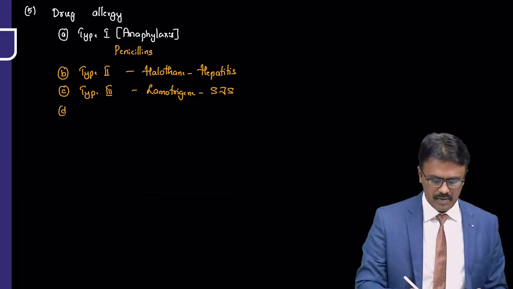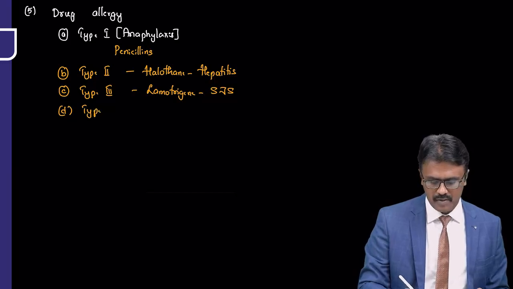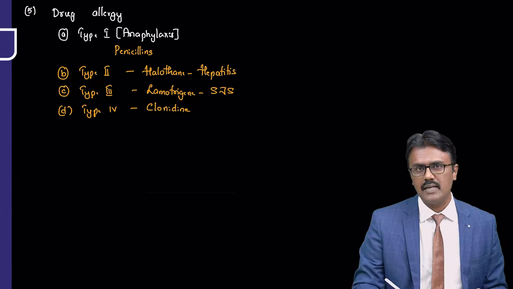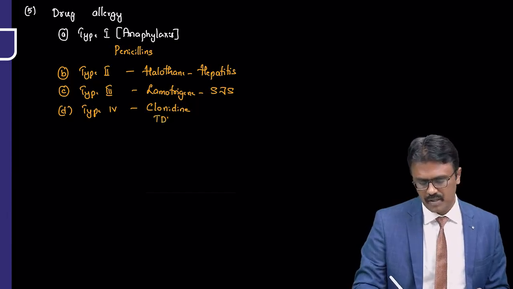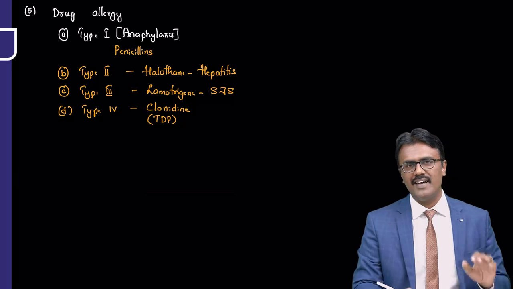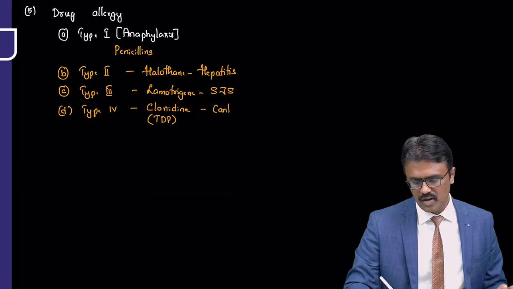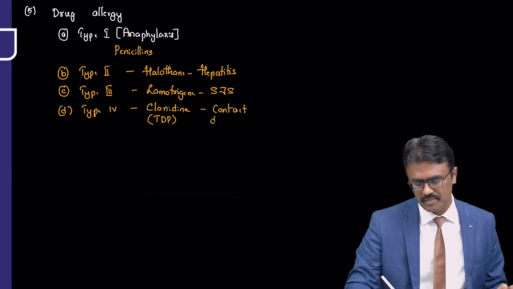Type 4, the delayed hypersensitivity reaction, is produced by clonidine. Clonidine is applied as a transdermal patch. So TDP stands for transdermal patch, and that patch can produce contact dermatitis.